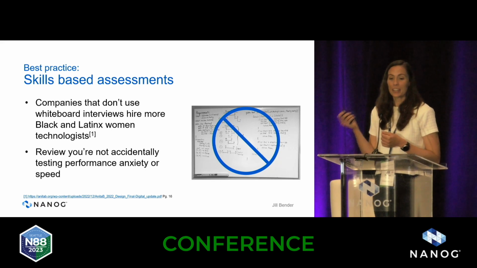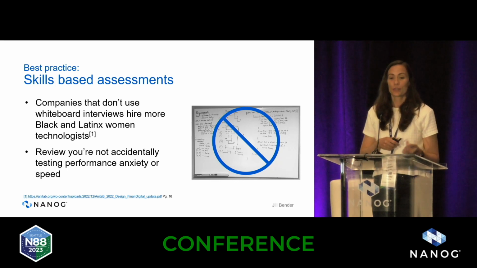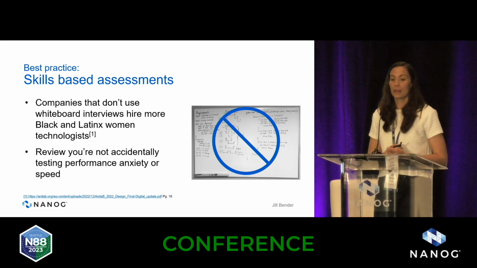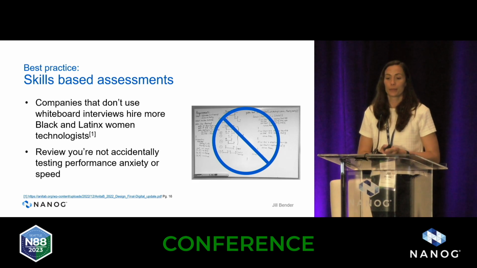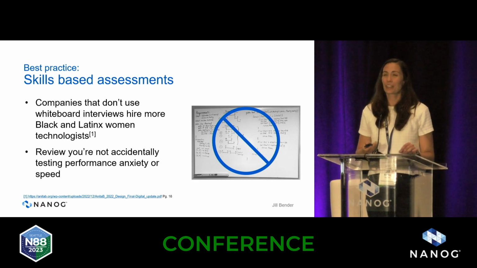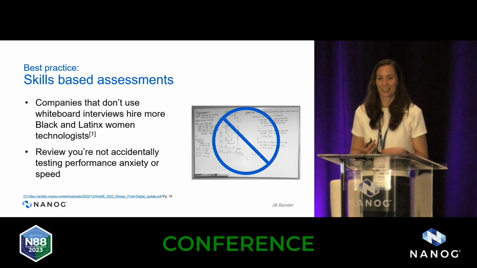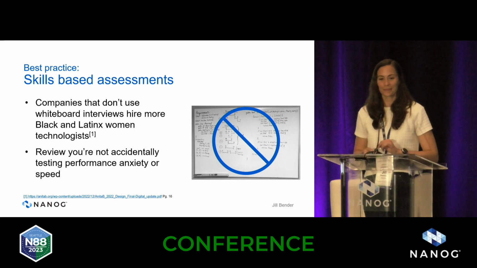And once you've set your criteria, it's time to develop a way to actually gather evidence that the candidate can do the job. So when you're conducting your assessments, I recommend getting rid of the whiteboard interview. Whiteboard interviews are prone to bias, and it doesn't actually assess a candidate's skills. So if somebody's going to be writing code every day, I personally don't write code on a whiteboard every day. I do it on a computer.